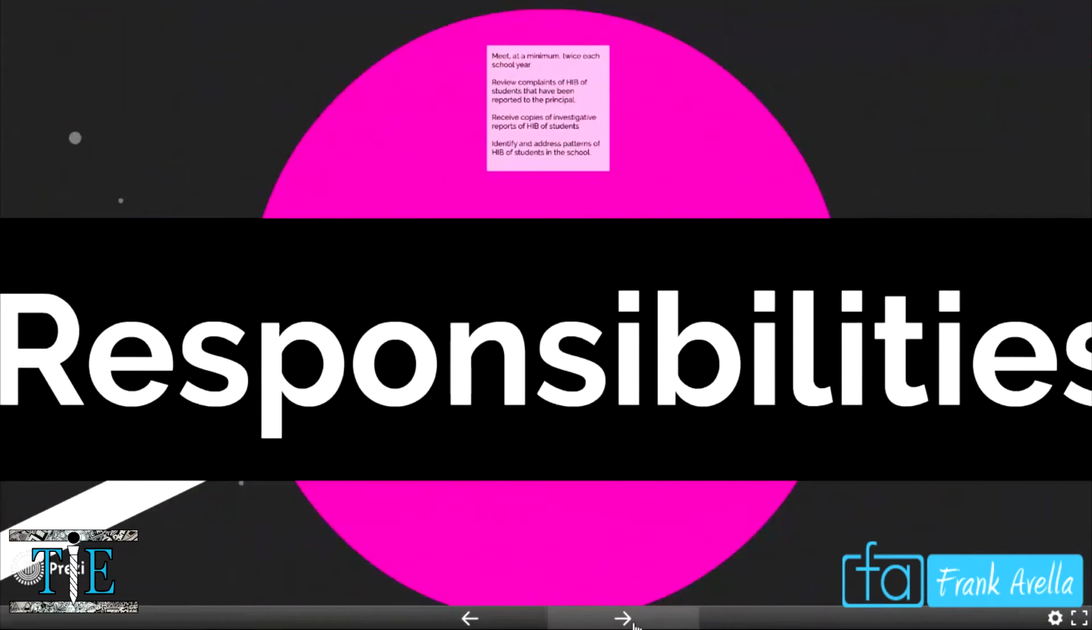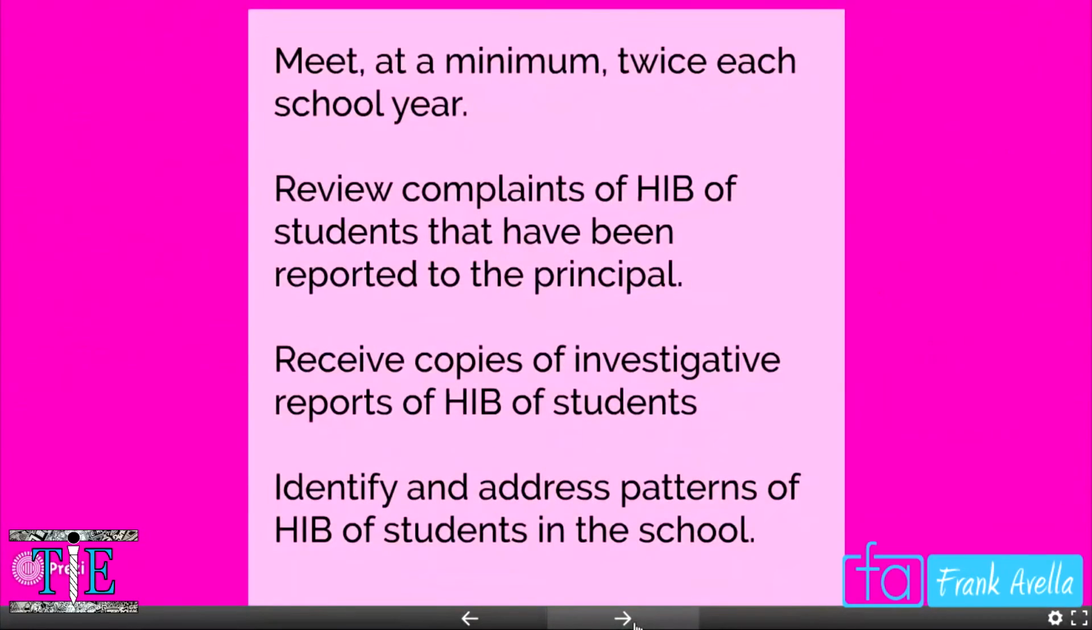Now, what are the responsibilities of the school safety team? Well, at a minimum, they have to meet twice each year, and they review complaints of HIB. They receive copies of the investigation, and they look to identify patterns. They analyze data, and they look to really improve school climate, as we'll see next.